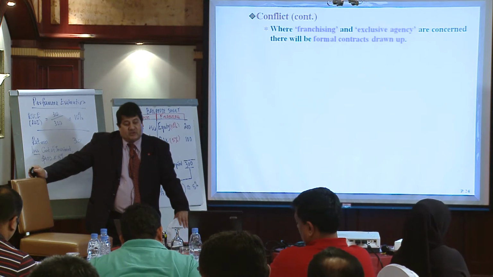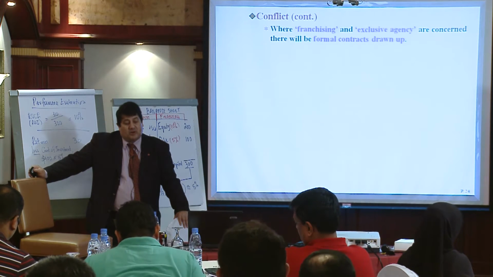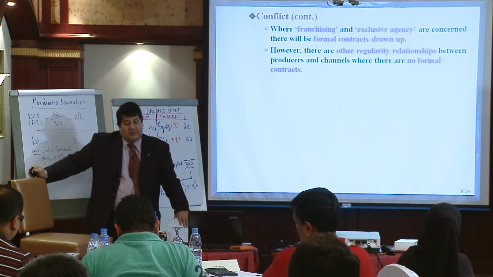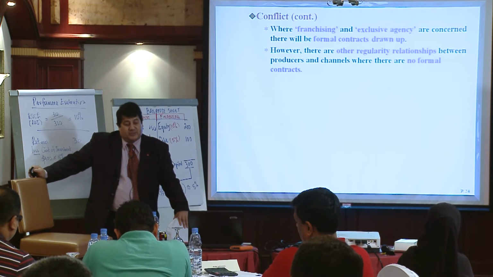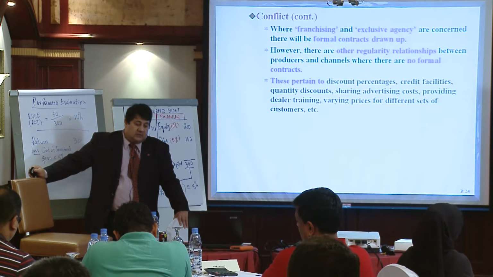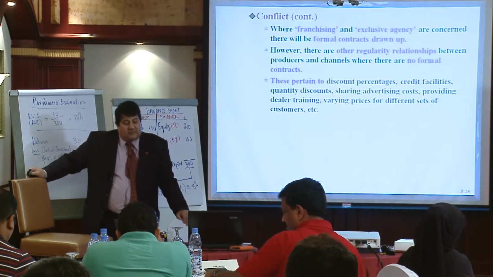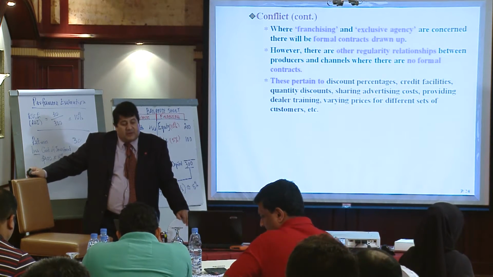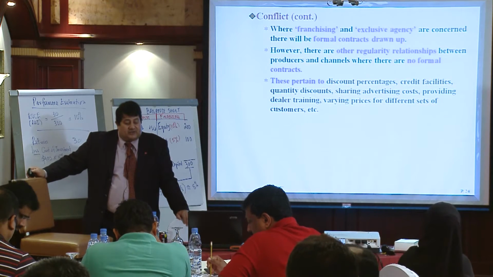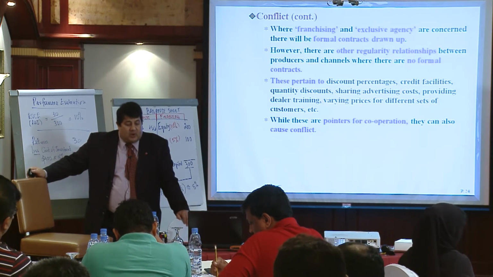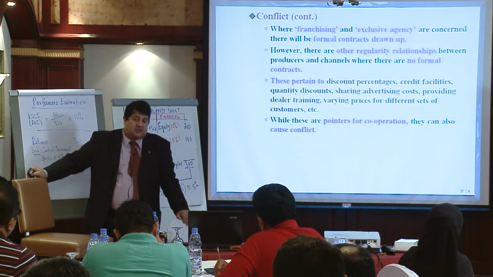When franchise and exclusive agency are concerned, there will be formal contracts drawn up. However, there are other regulatory relationships between producers and channels that have no formal contracts. These pertain to discount percentages, credit facilities, quantity discounts, sharing advertising costs, providing dealer training, varying price for different sets of customers. But there are pointers for cooperation. They can also cause conflict.